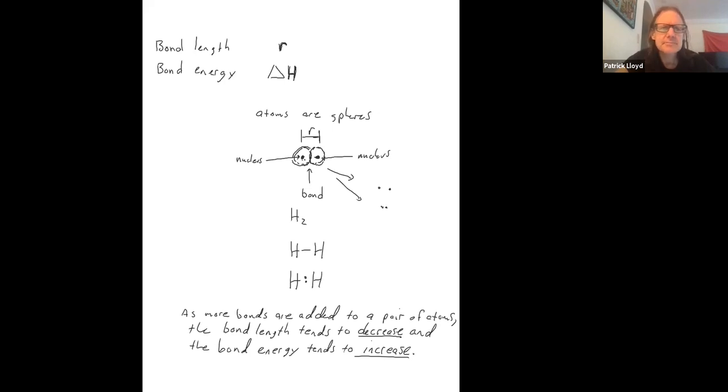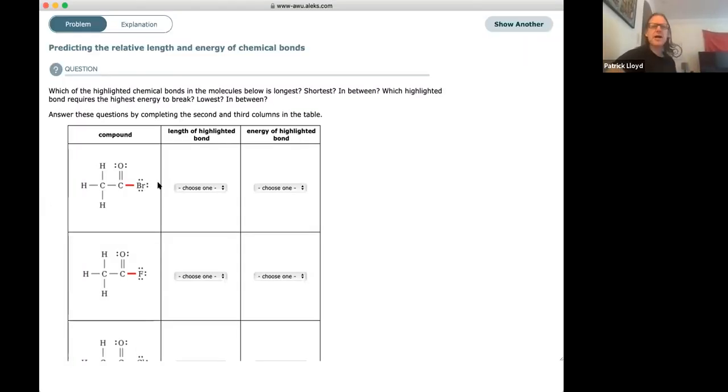So let me take a look then. Let's look at the example. I may have to show the answer just to see what the options are. So, predicting the relative length, that's the bond length, and the bond energy of a chemical bond.